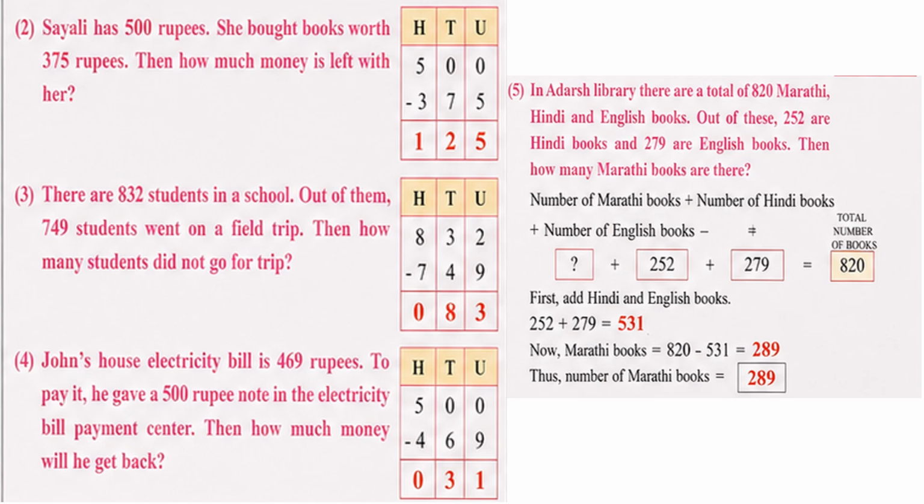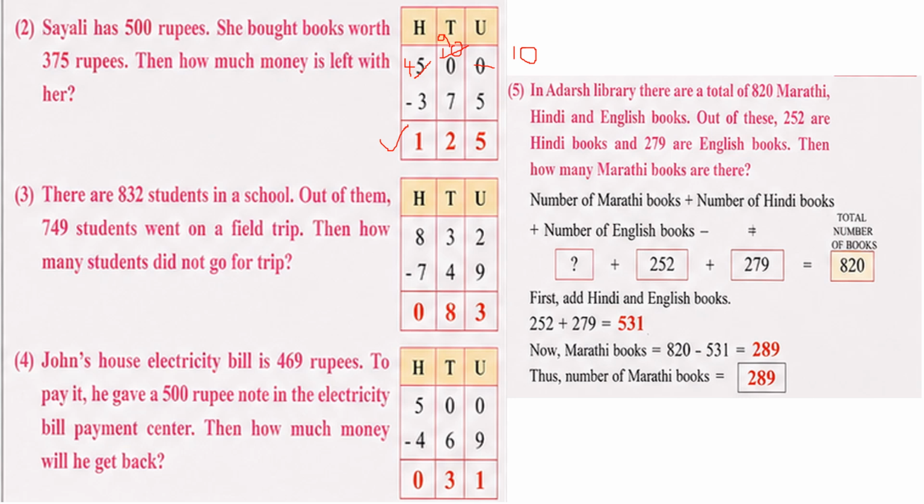Okay, so Siley has brought 500 rupees. She bought books worth 375 rupees. Then how much money is left? So 0 minus 5 is not possible. 0 minus 7 is not possible. So we cut this out 5, make this 4. Make this 10 and 9. Then we make this also 10. So 10 minus 5 is 5. 9 minus 7, let's count 7, 8, 9. So 2 and 4 minus 3, 1. So it's 125.